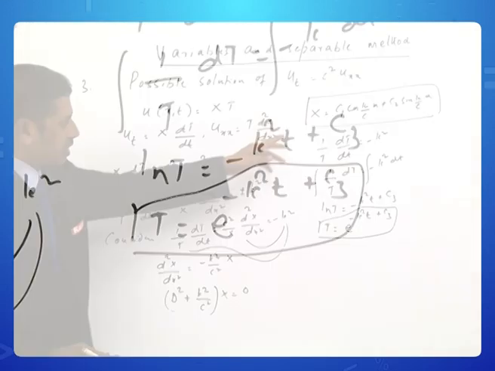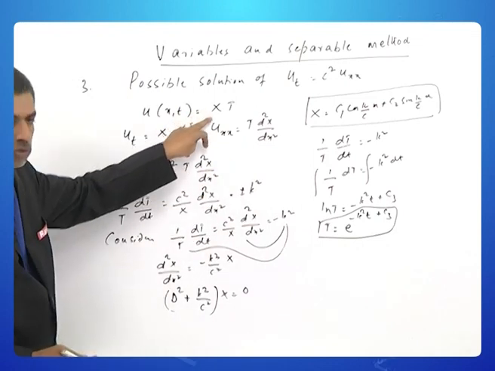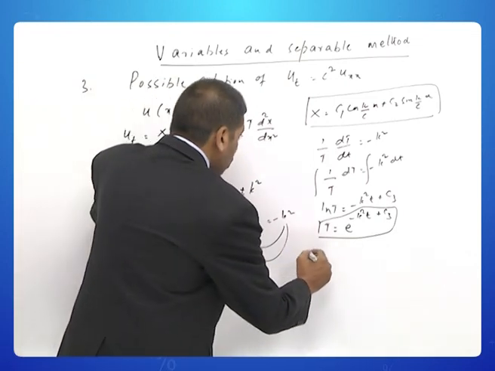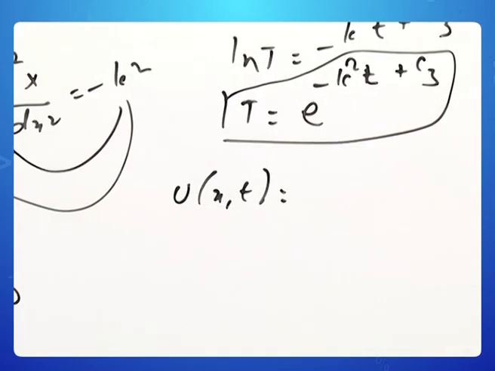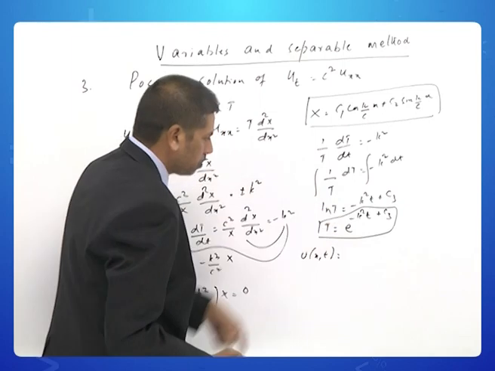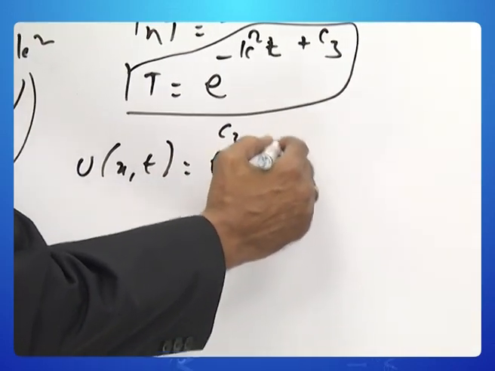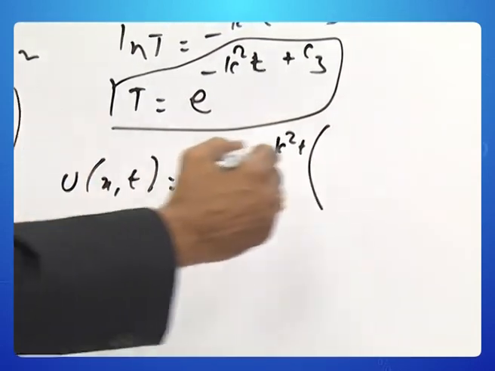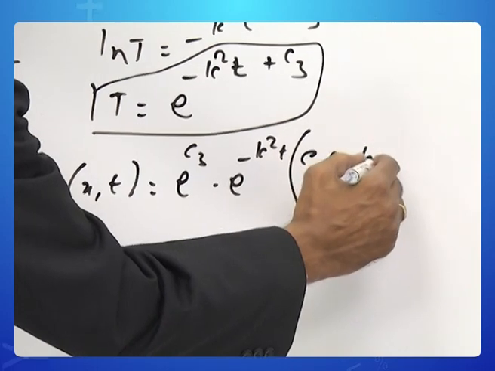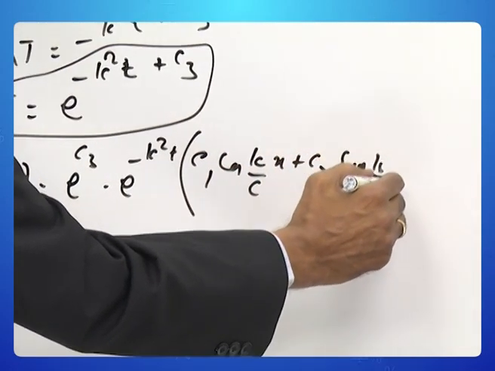So, take the capital X and capital T and substitute in the assumed form of the solution. So, u of x comma t is equal to, so when you multiply this with this, e power c3 into e power minus k square t multiplied with c1 cos kx by c plus c2 sin kx by c.